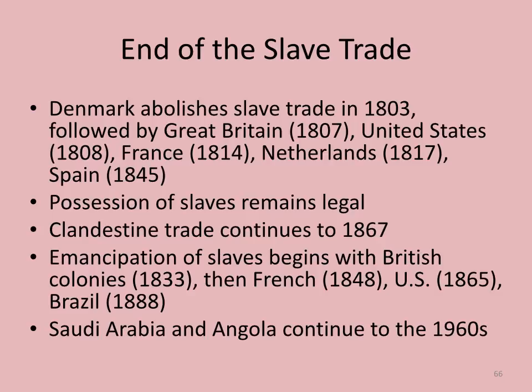Now, we're going to see the emancipation of slaves begin with the British colonies in 1833, then the French, and the U.S. eventually in 1865, and the last major slaveholding country to emancipate its slaves is going to be Brazil. Now, Saudi Arabia and Angola are going to continue the African slave trade until the 1960s. So the Arabs were using African slaves before the Atlantic trade was using them. The Atlantic trade used more slaves than the Arabs did, but it stopped, and the Arabs are going to keep using it.